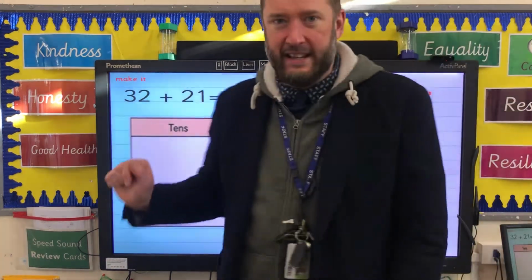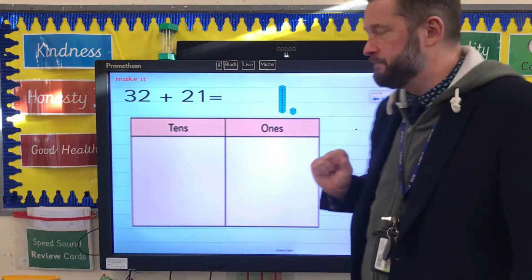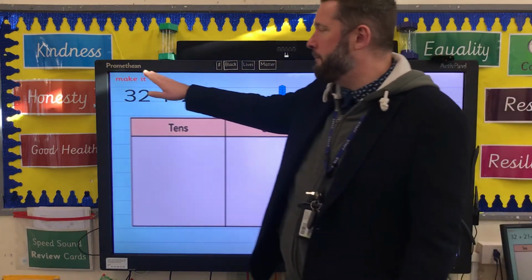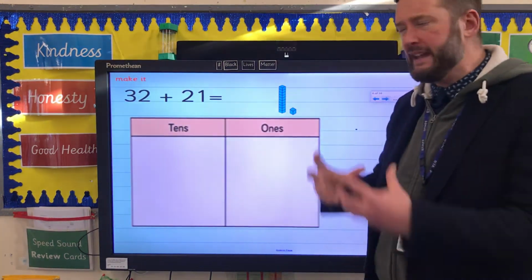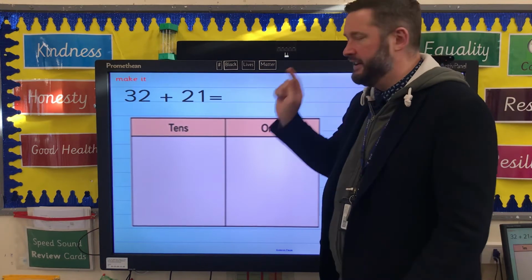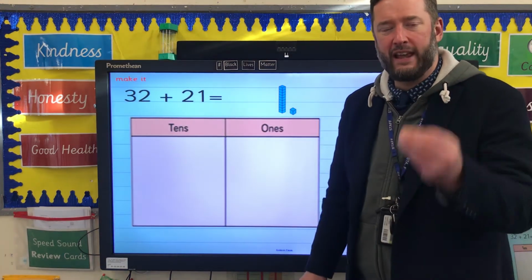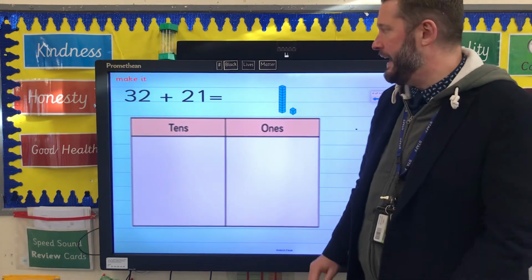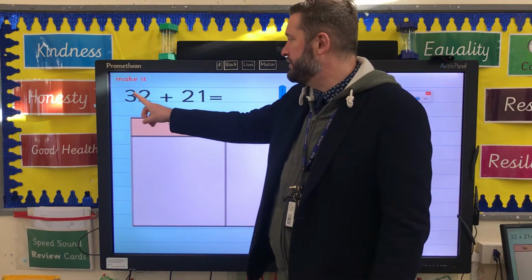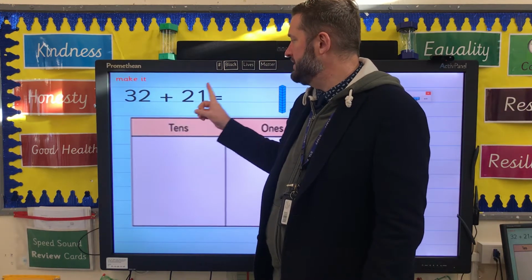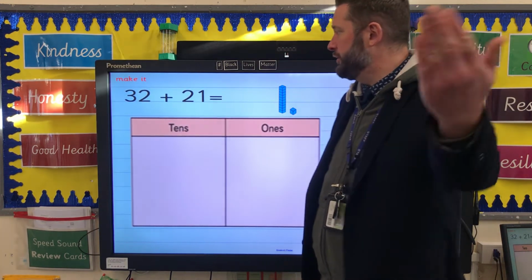Right, are you ready for the first strategy? The first strategy is a make it strategy. And when I make it, I use my base 10. Let's read the calculation first and always say it out loud. My turn first. 32 add 21 equals. Your turn.